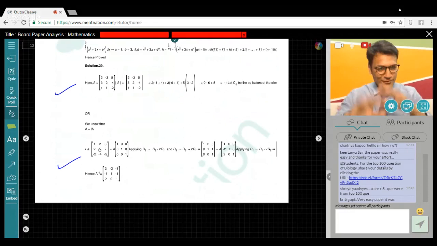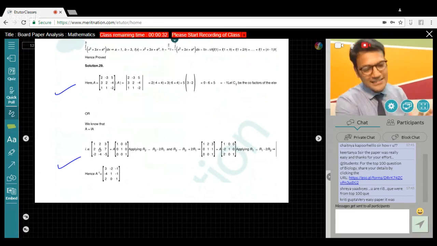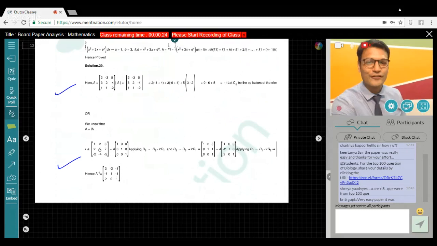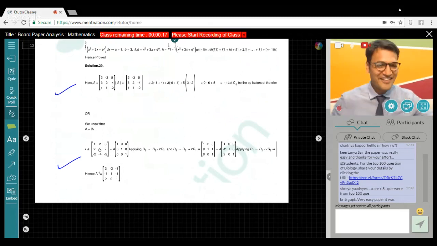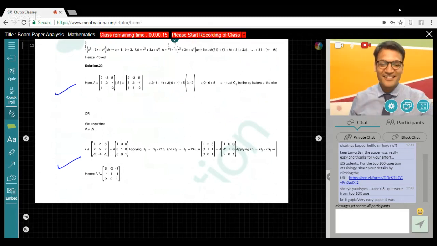So hopefully this was all the analysis bit. The paper was easy. Most of you might be getting great marks, and I would just keep my wishes with you. Very good luck on your score. Good luck for your next upcoming papers. Have fun, enjoy, and hopefully you enjoyed the session. Thank you very much, guys.